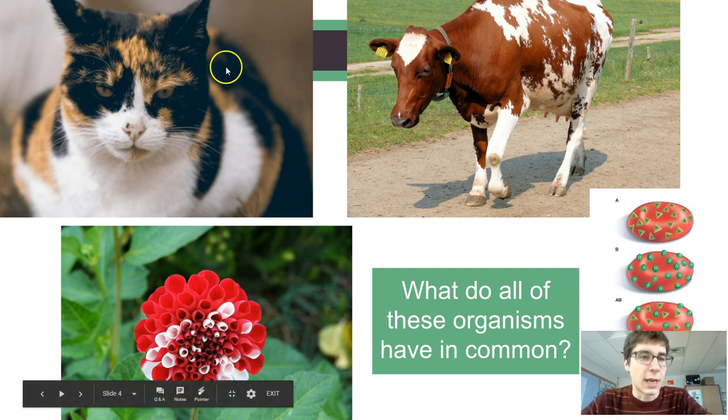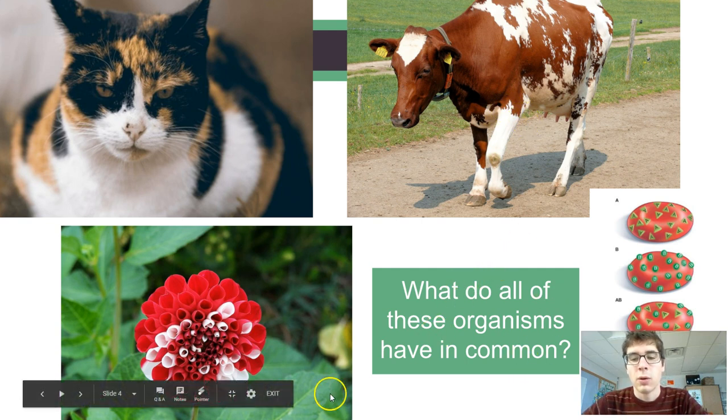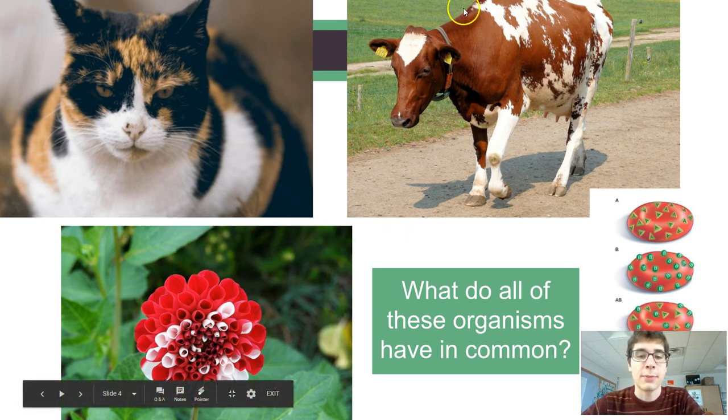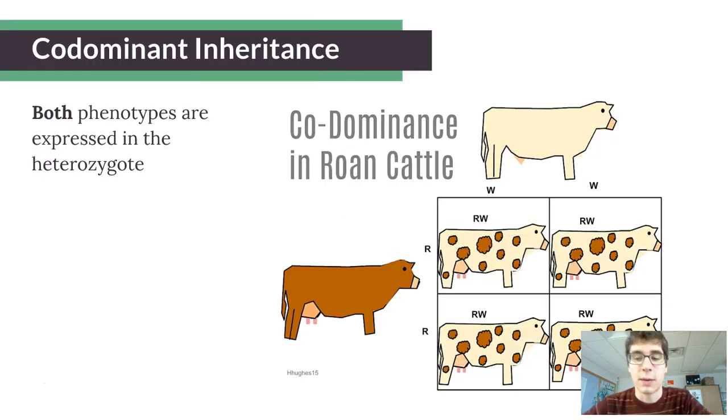And here are some examples. We've got a calico cat, we've got a flower with red and white, we've got a cow here who's got brown and white fur. What do they all have in common? Ultimately, they're expressing 2 different traits, 2 different colors at the same time. So we've got orange and black and white. We've got red and white. We've got brown and white. All right? And so this type of trait, when we can see both phenotypes, we call codominant.